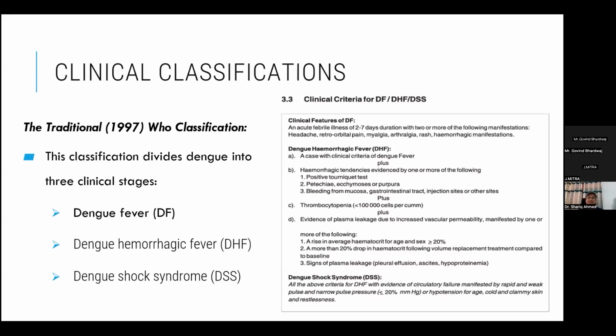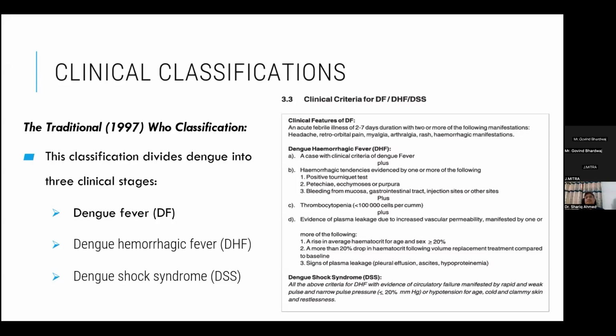After this clinical phase, a person may resolve on their own with supportive treatment like fluids, or the body can react in another way, and if it is secondary dengue, then it can lead to dengue hemorrhagic fever. So what is dengue hemorrhagic fever? On top of dengue fever, there will be hemorrhagic tendencies. There will be a positive tourniquet test. There will be petechiae, ecchymosis, purpura, and bleeding from the mucosa, gastrointestinal tract, and other sites.